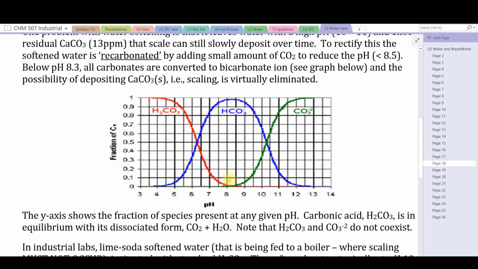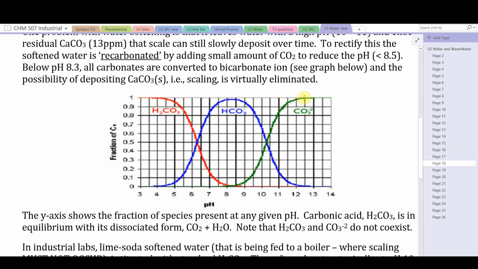An important point on this scale is the fraction of species present at pH 8.3. 100% bicarbonate will be present at pH 8.3. There will be no carbonic acid at that higher pH, and there'll be no carbonate left at that lower pH. If we were to begin with a solution of sodium carbonate and added acid to it, see, this is 100%. This fraction is 1, that's 100% of carbonate.